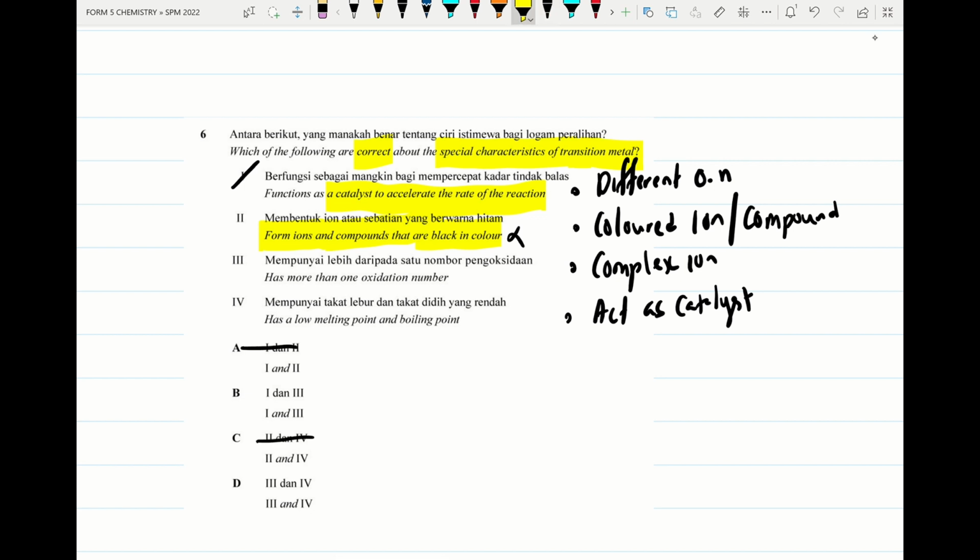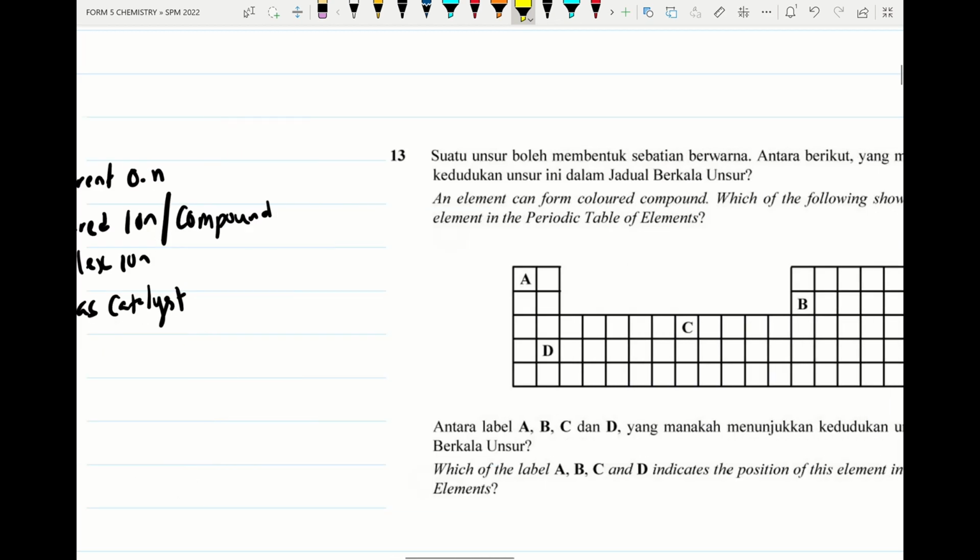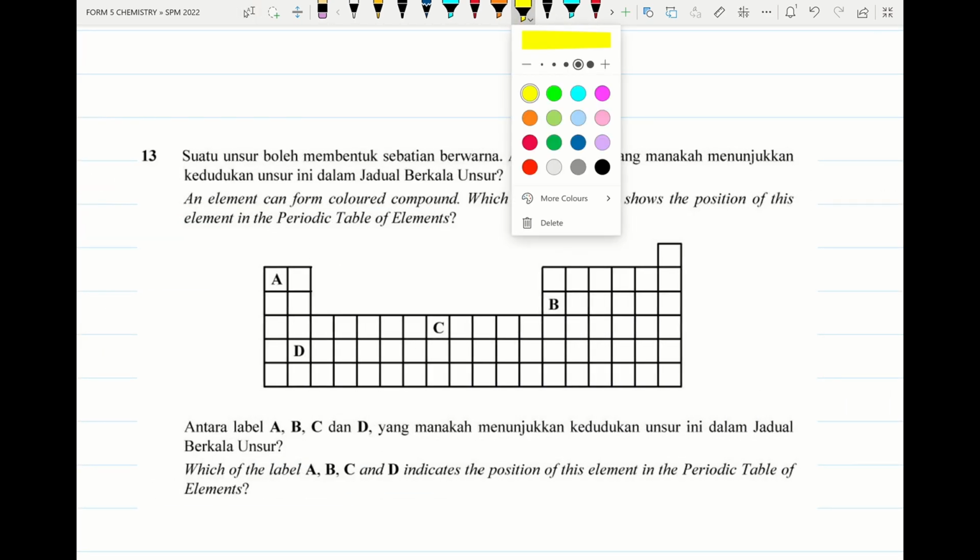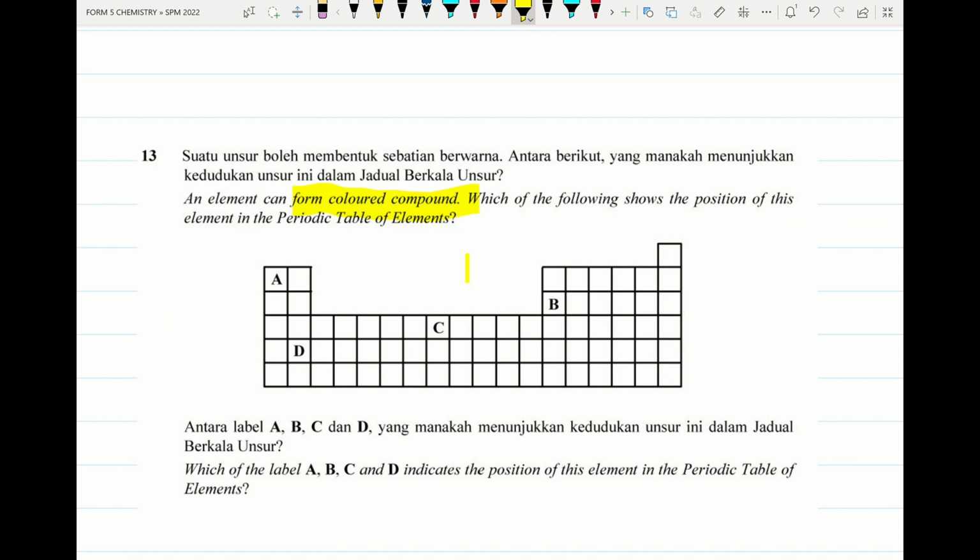Alright, so we go for number 3, has more than one oxidation number. So this answer is also correct. So number 3 is also correct. So the answer is B. We check answer number 4, has low melting point and boiling point. Please remember transition metals are metals, all exist as metals, so their melting and boiling points are higher. All right, so we move on to the next question. Try to check this question. All right, so an element can form colored compounds.